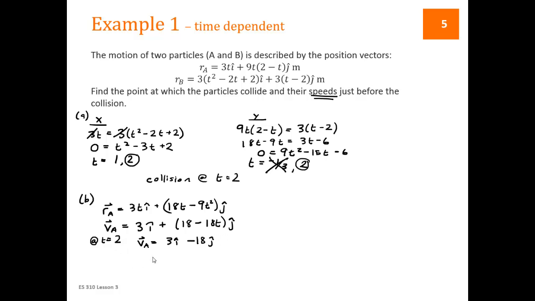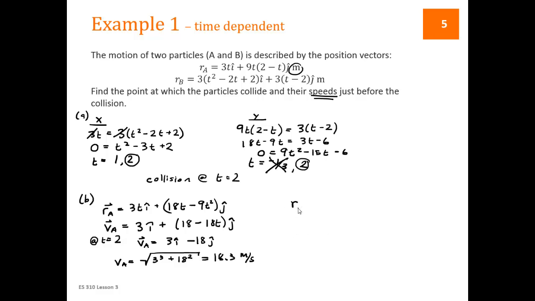Alright, now to find the speed, that's the magnitude of the velocity. So we're going to take the square root of 3 squared plus 18 squared. It's technically the square root of 3 squared plus negative 18 squared, but the negative 18 squared is the same as positive 18 squared. And this is 18.3 if you look it up. And the units would be meters per second, since we're working in meters.